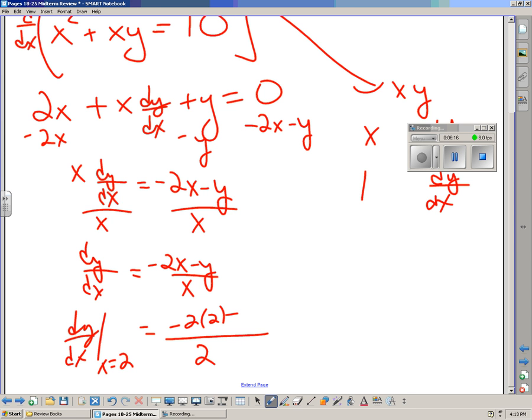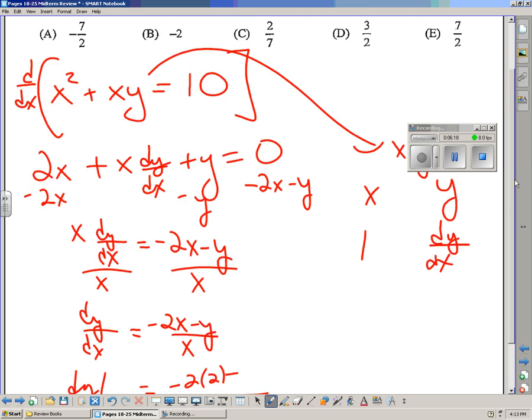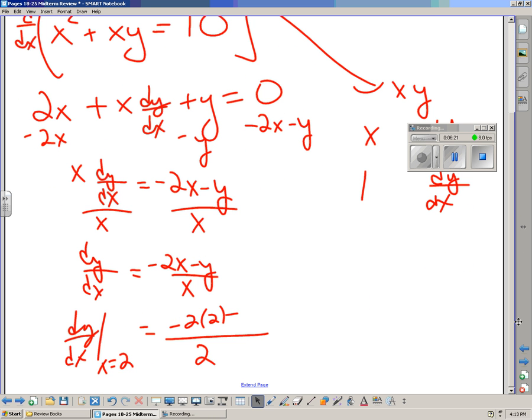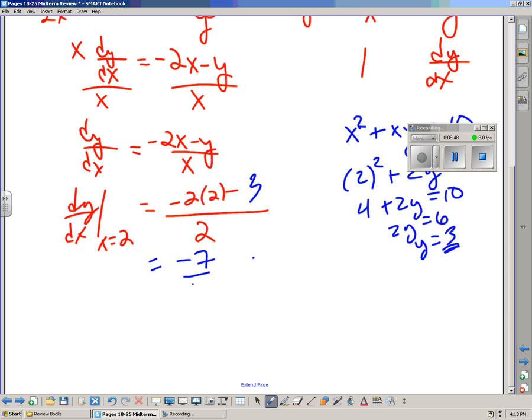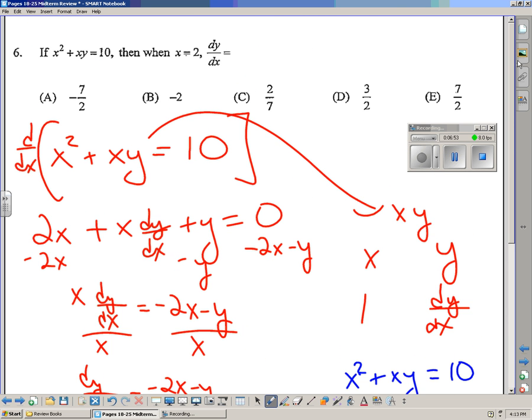But here's the issue. We don't know what y is. But we have the original curve to go back to, which is x squared plus xy equals 10. And if we plug in x equals 2 into this, that will actually yield exactly one y value. So we get 4 plus 2y equals 10. 2y is equal to 6. Y would be 3. So we can take this 3 and now put it over here, and evaluating this will give us negative 7 over 2. Final answer, negative 7 over 2. Choice A.